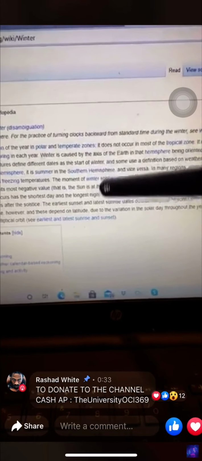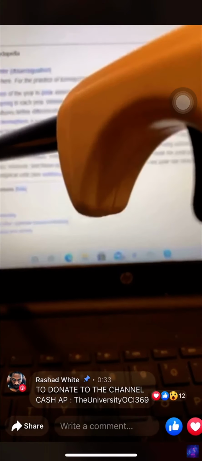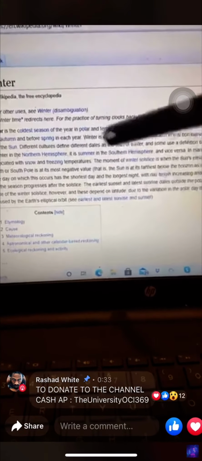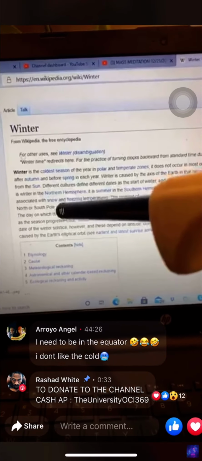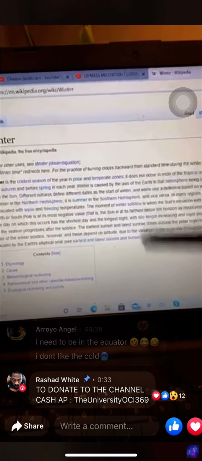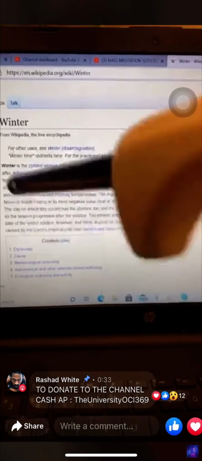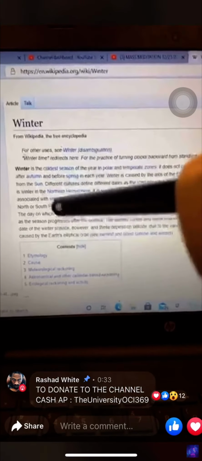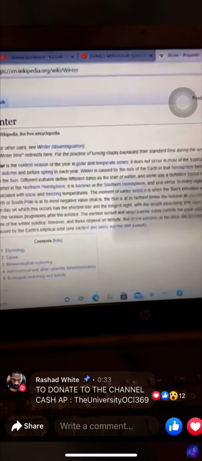Winter is caused by the axis of the earth in that hemisphere being oriented away from the sun. All right. So what they basically is telling you is that winter is caused because it's two separate hemispheres, and that when the earth rotates on its axis toward the northern hemisphere, that means the sun is facing the southern hemisphere. So when it's hot in the southern hemisphere, which they call summer, they say that's what makes it cold in the northern hemisphere, which they call winter. And when it's hot in the northern hemisphere, we call it summer here. And when it's cold in the southern hemisphere, they call it winter.